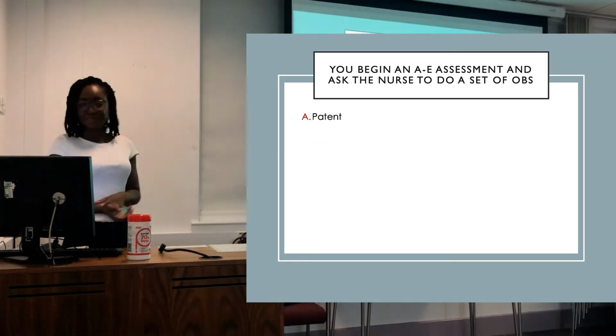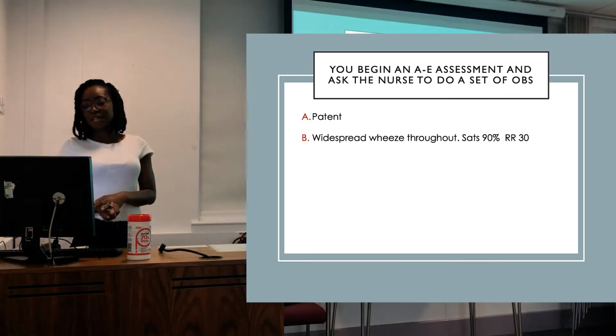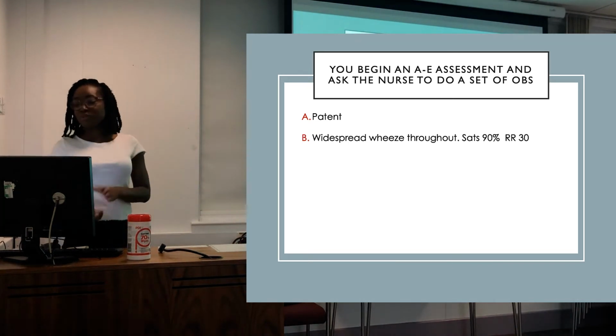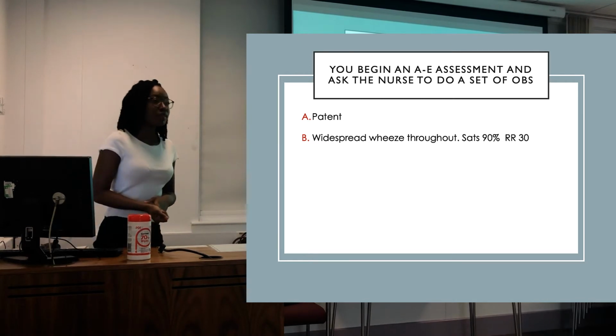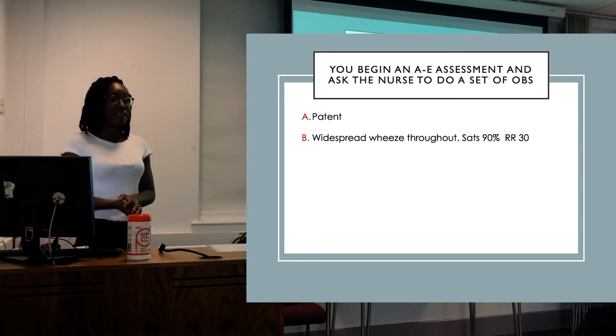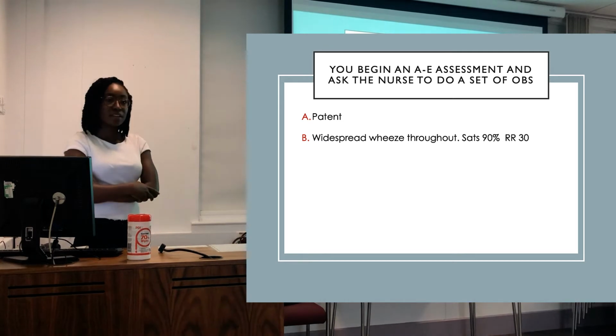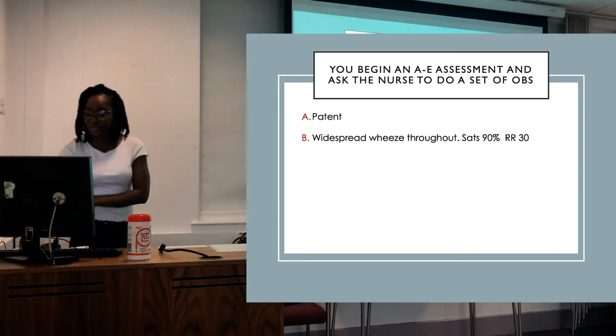So A, her airway is patent. B, she's got widespread wheeze throughout and her SATs are 90% on air. Her respiratory rate is 30. What do you think? What are you going to do? Okay, yeah. Anything else? ABG. Yeah, put some oxygen, yeah. ABG, yeah. Get some help because of respiratory. Yeah. Salbutamol nebs. Okay, cool. Yeah, so you said all the things.